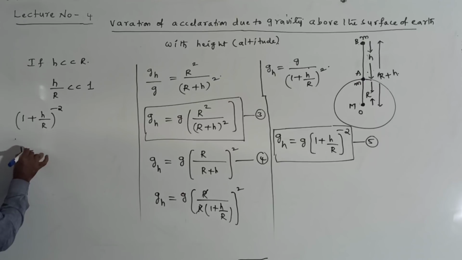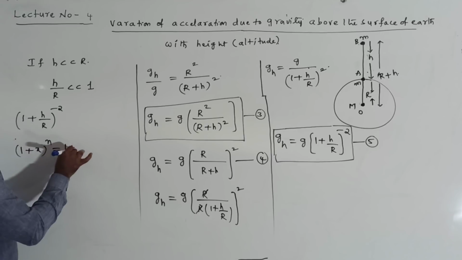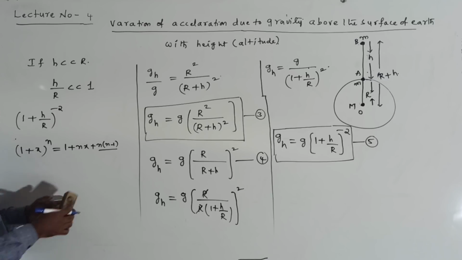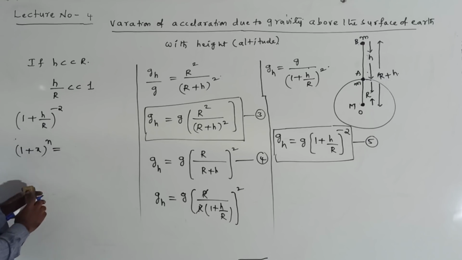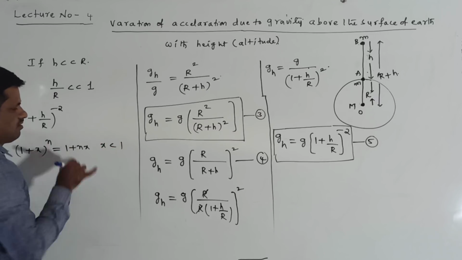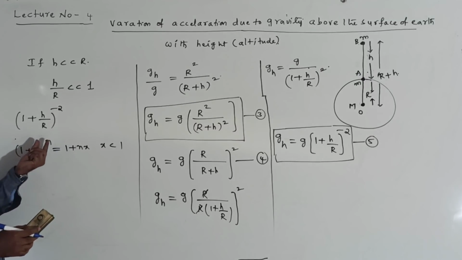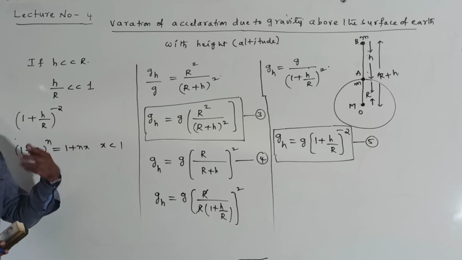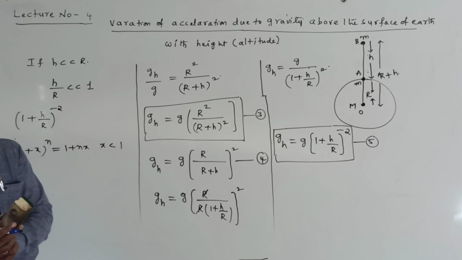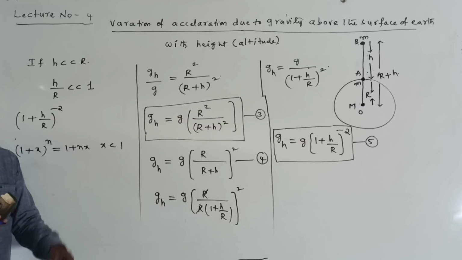According to the binomial theorem, 1 plus x whole power of n is equal to 1 plus nx plus n into n minus 1 by, and so on. But the formula I am taking here is 1 plus nx, when x is less than 1, meaning x is smaller than 1. In the expansion of 1 plus x power of n, the higher order terms are neglected. Just remember this formula; you can understand it clearly in second year mathematics. 1 plus x power of n is equal to 1 plus nx when x is less than 1.